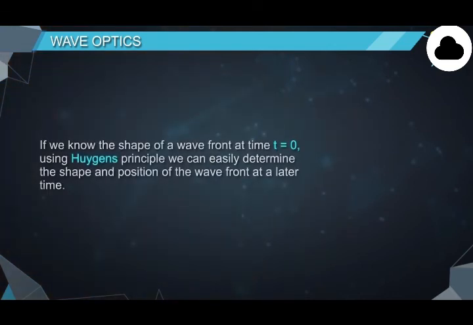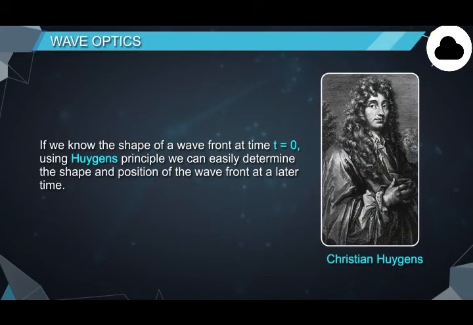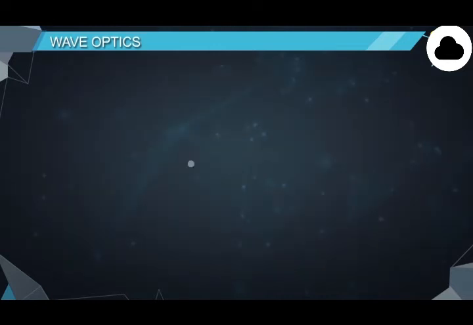Now, if we know the shape of the wavefront at time t equals 0, using Huygens' principle we can easily determine the shape and the position of the wavefront at a later time. Let us consider a point source S. The source S generates a spherical wavefront AB traveling away from S.